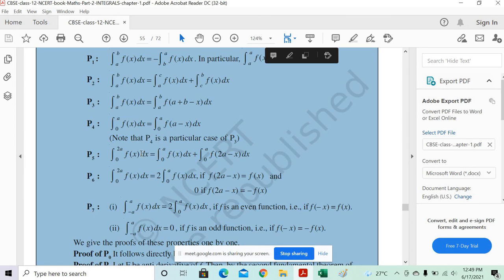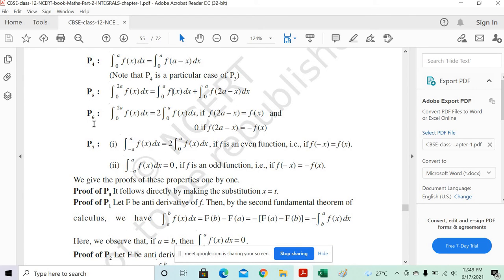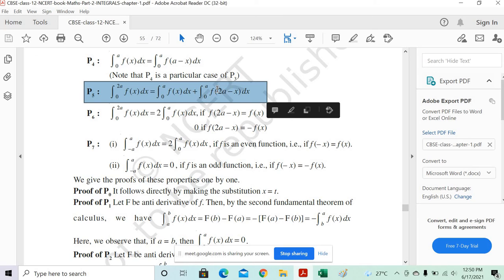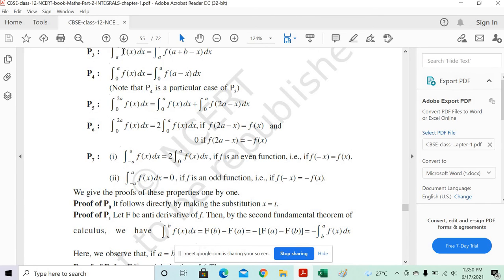You have to write this part down because we'll be using this property quite often. The fifth, sixth and seventh properties are the ones that are useful for us. Next, the even function and odd function. If f of 2a minus x is the same as f of x, then the integral from 0 to 2a becomes twice the integral from 0 to a of f of x dx. Is this a replication of the earlier property only? Let's go with an example so that it will be clear to you.